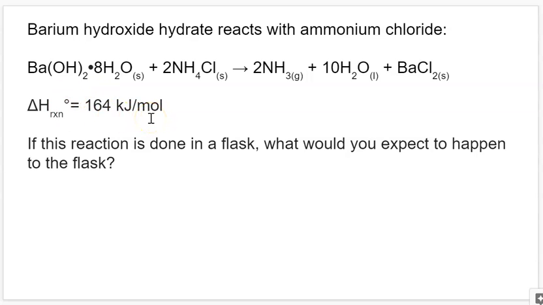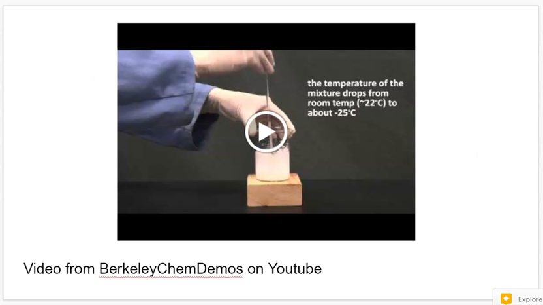And if this reaction was done in a flask, what would we expect to happen to the flask? Well, if we treat the flask as the surroundings and the reaction as the system, the system is going to be absorbing energy, so it's going to be taking it from its surroundings. So that means that the energy of the flask is going to go down, so we'd expect it to get cooler. So let's see this in action. So this is a video that I stole from Berkeley Chem Demos on YouTube.